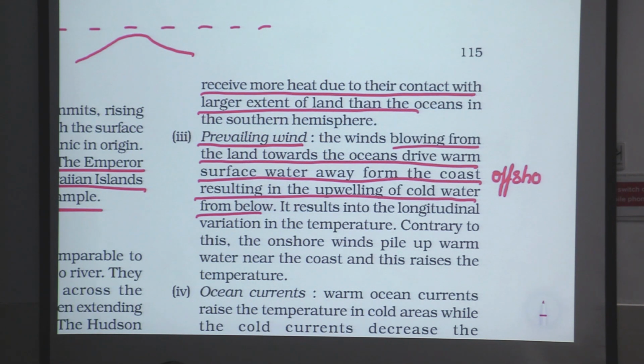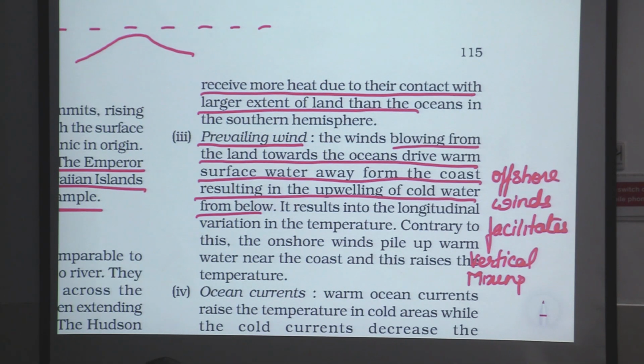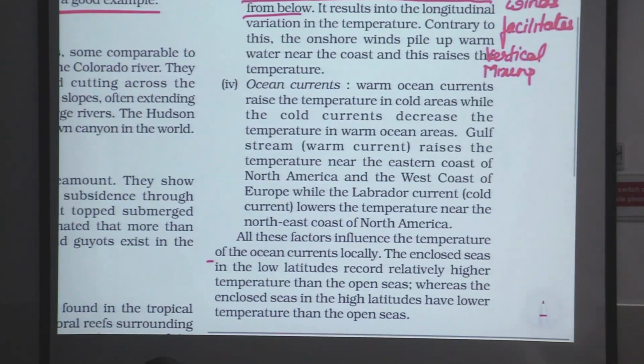Offshore winds facilitate vertical mixing. Oceanic current: if the Gulf Stream is warm, it by default will raise the temperature.